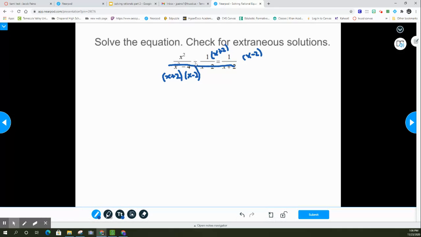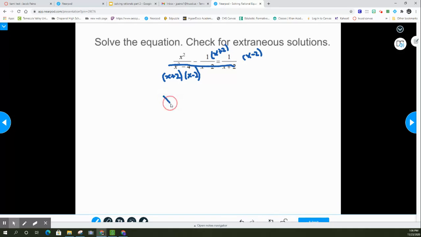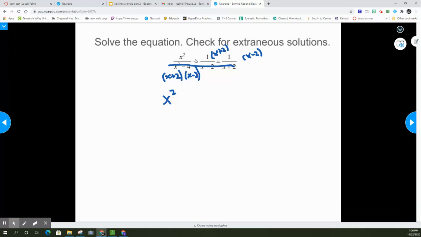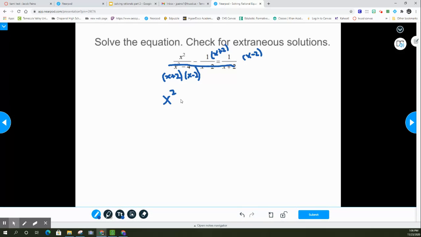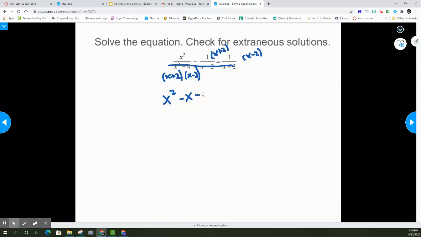I'm just showing the top right now because that's going to all cancel out anyways. The trick on this one is make sure you distribute this negative sign. So it's x squared, and then it's -1 times x plus 2, so it's negative x minus 2 equals x minus 2. So now I have a quadratic that I need to solve.